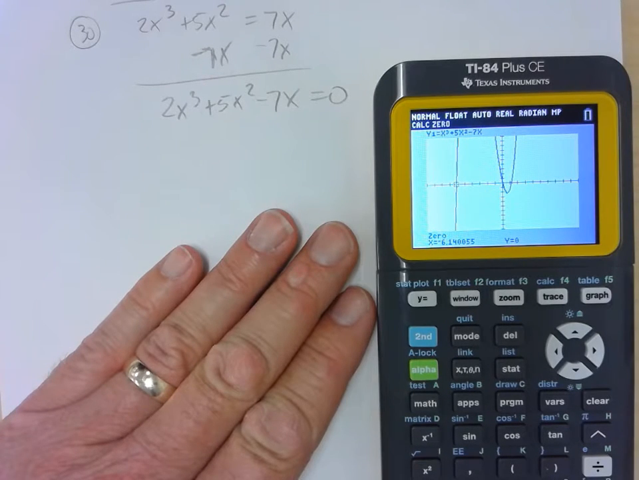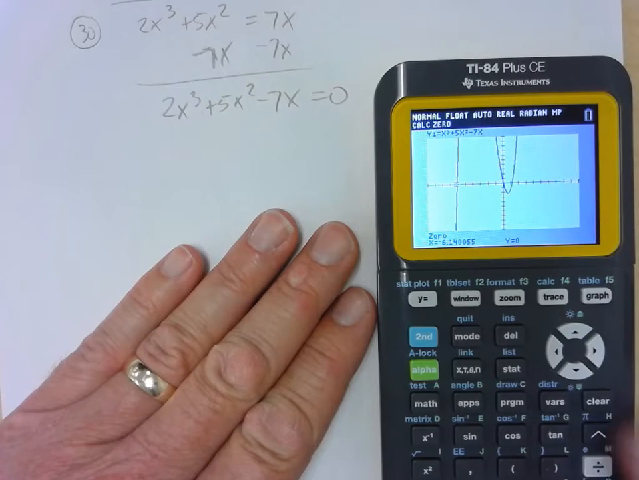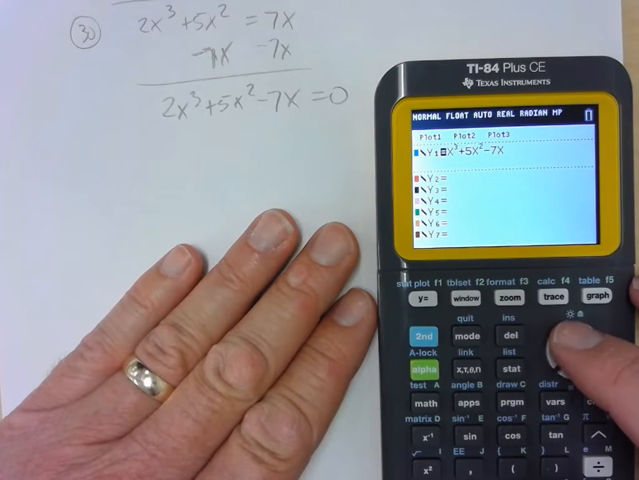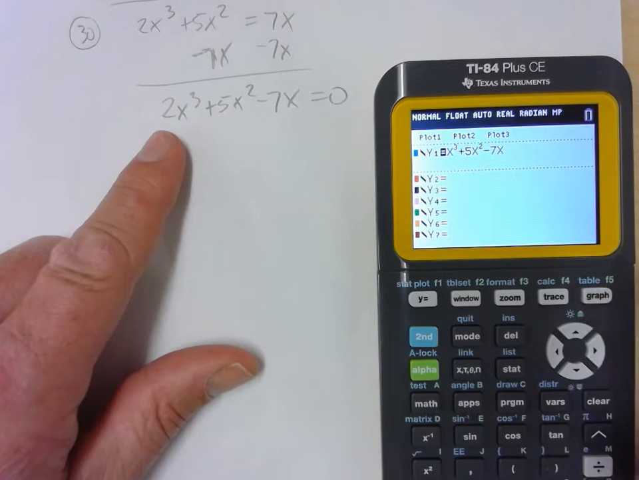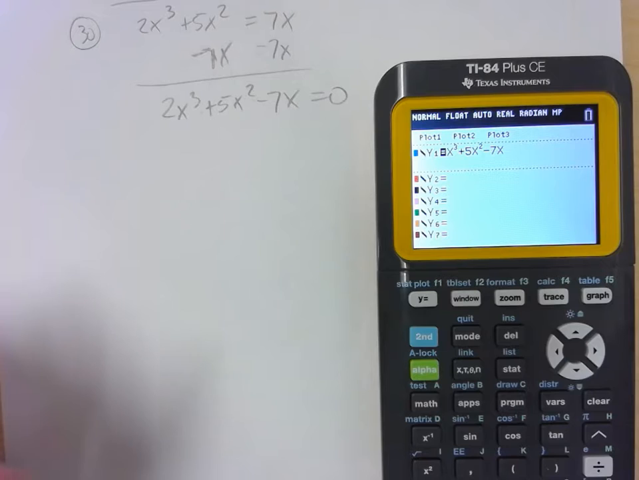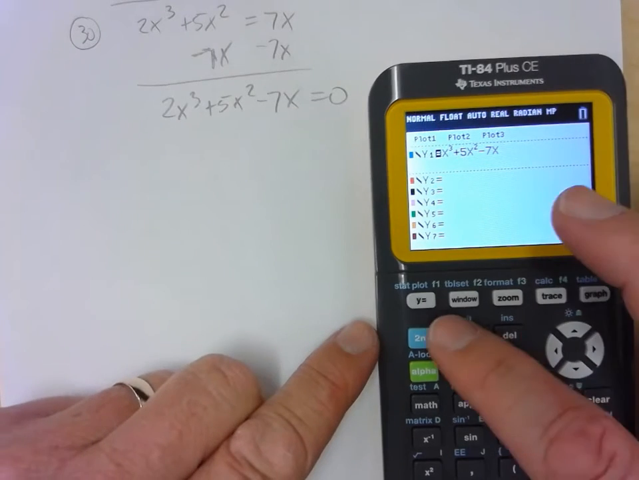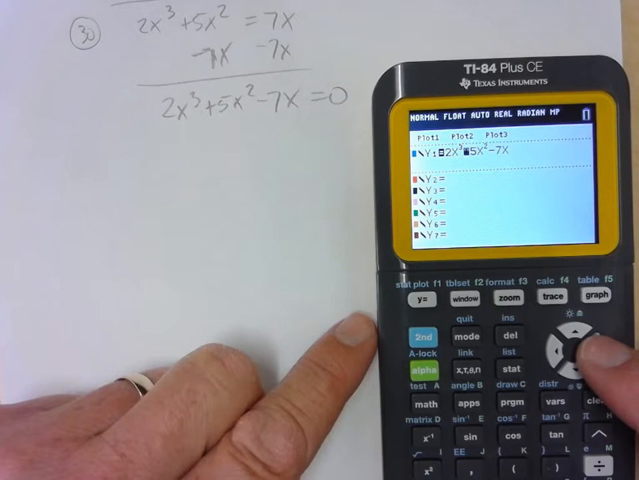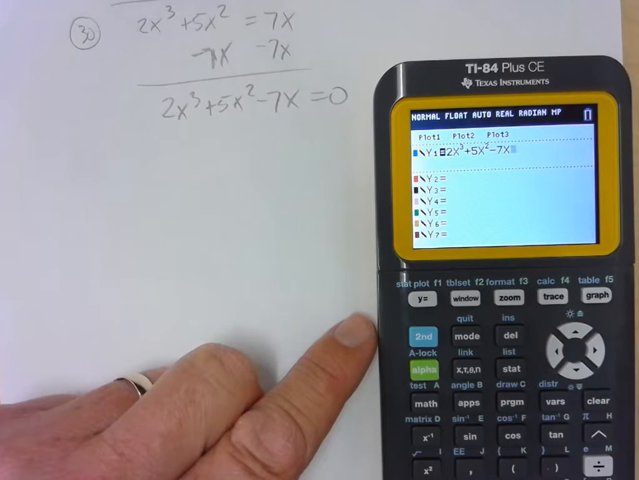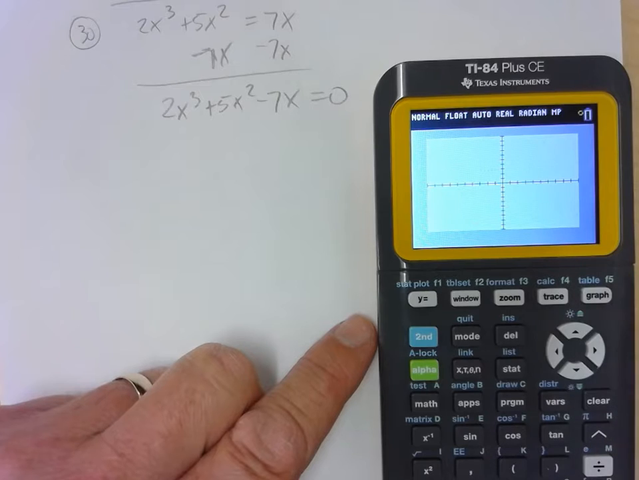Okay, I just realized something weird's going on here. I forgot to put the 2 in there, didn't I? So it's not really worth doing the whole video over again for a mistake like that. I am a human, I do make mistakes. So second insert and put a 2 there. There we go. That's what I should have graphed, is 2x to the third plus 5x squared minus 7x. My bad. Oopsie. Now I hit graph.